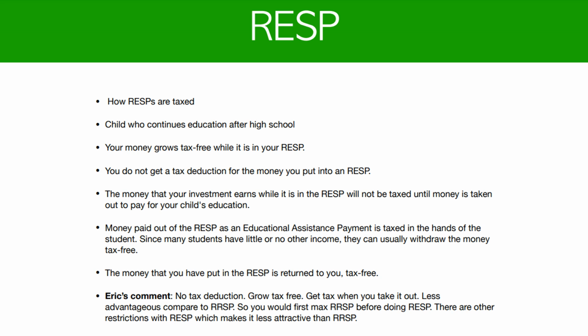And money paid out of the RESP as an educational assistance payment is taxed in the hands of the student. So the student might have really low income, so it's good anyways. Since many students have little to no income, they can usually withdraw the money tax-free. And the money that you put into your RESP account is returned to you tax-free.